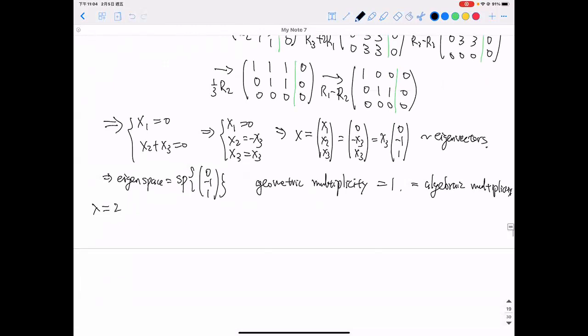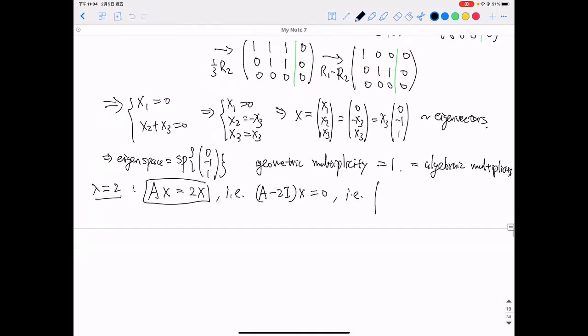Now when lambda is 2, we want the system AX equals 2X, i.e. A minus twice the identity, X is 0. Now we can write the augmented matrix. 1 minus 2 is negative 1, 0, negative 2, 1, 3 minus 2 is 1, 1, 1, 3, 1 minus 2, negative 1.